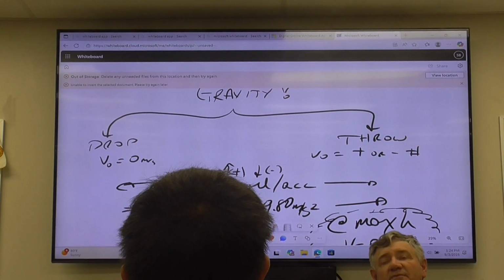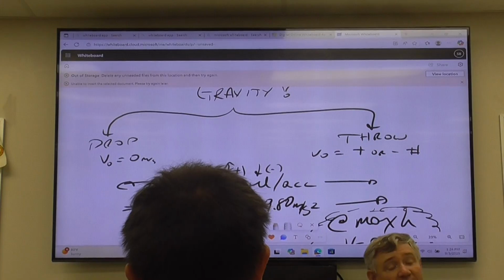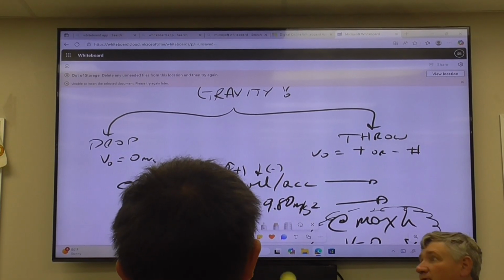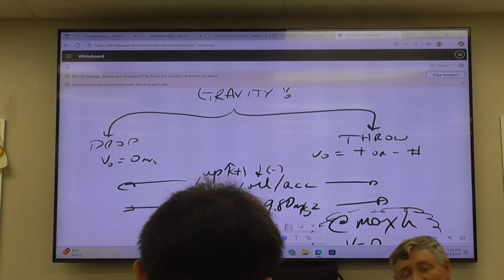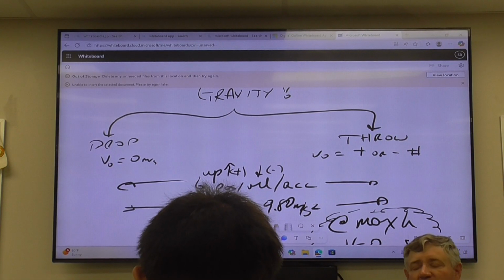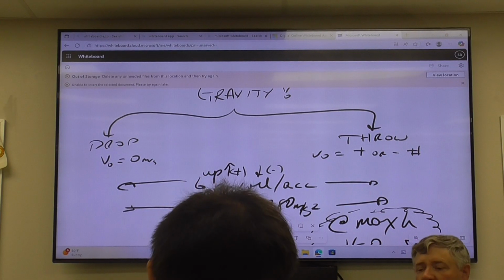You just drop it, and then the other one, typically you throw it up in the air, but you could also be having a bad day, and you go, "Argh," and you throw it down, okay? So there's two options. You can throw it, you can drop it. In both situations, we're going to maintain the same system.